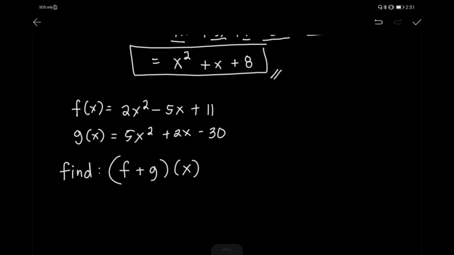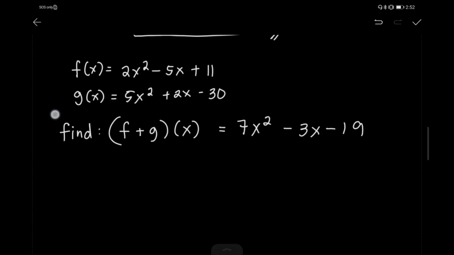Okay, so your answer to this example, the sum of these two functions, must be 7x squared minus 3x minus 19. So if you got the correct answer, congratulations. But here is my question. So what if we're going to add g plus f of x? Do they have the same answer?